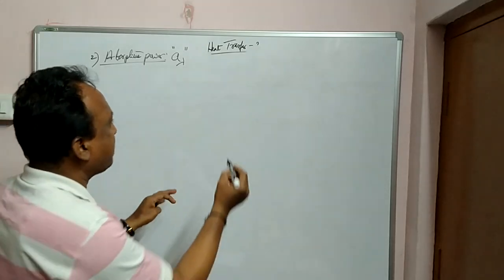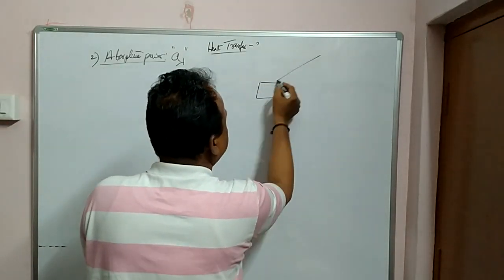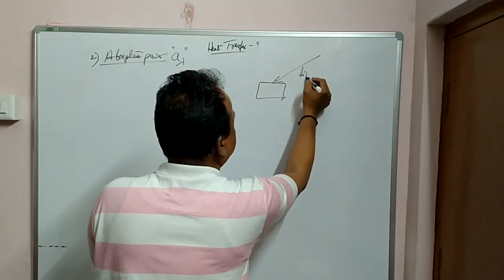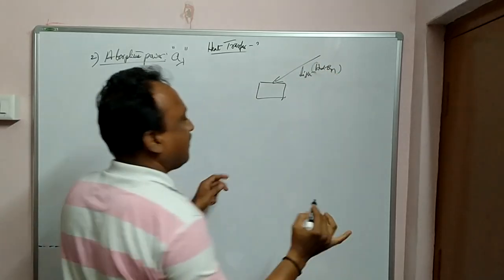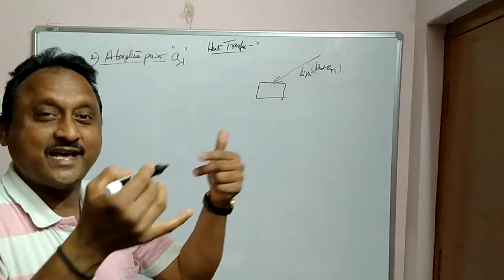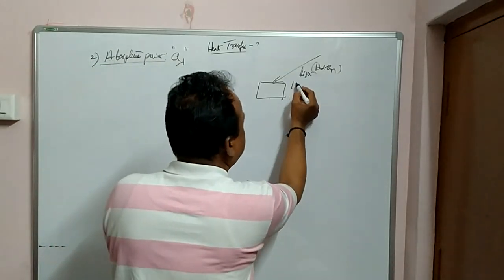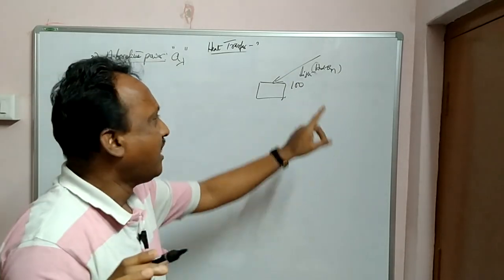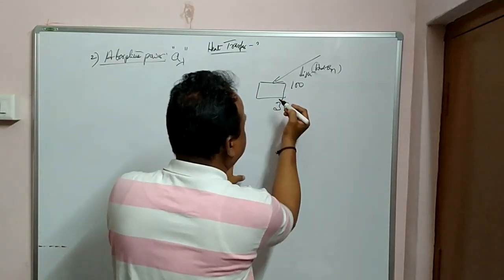Now how can you define absorptive power? For example, this is a body. Now on this body, suppose the light, heat energy, is incident. Any body getting some heat energy cannot absorb the entire heat energy. Only a fraction is absorbed. For example, say 100 is incident on the body. Suppose this body is absorbing, say, 30.